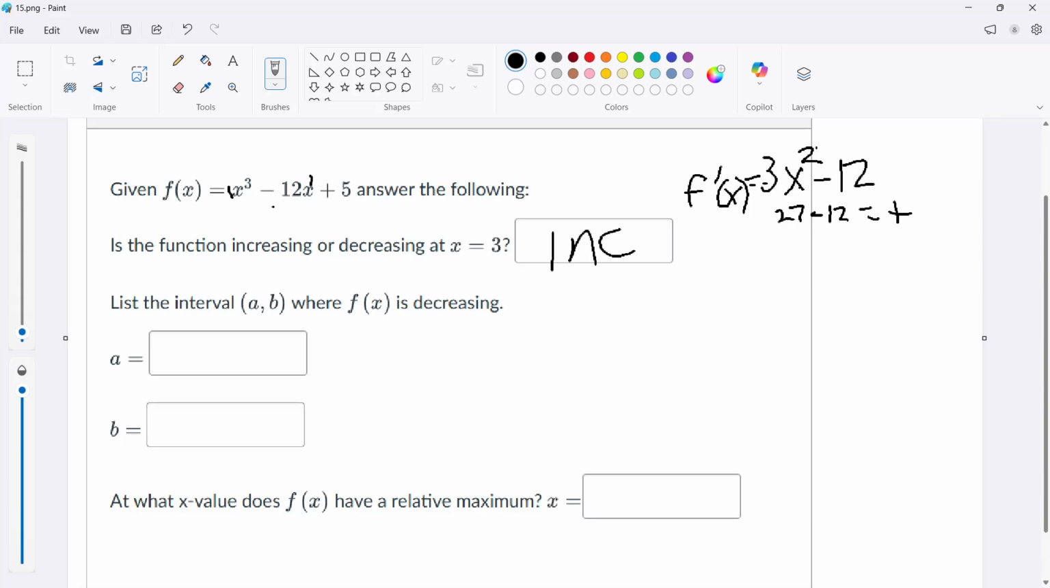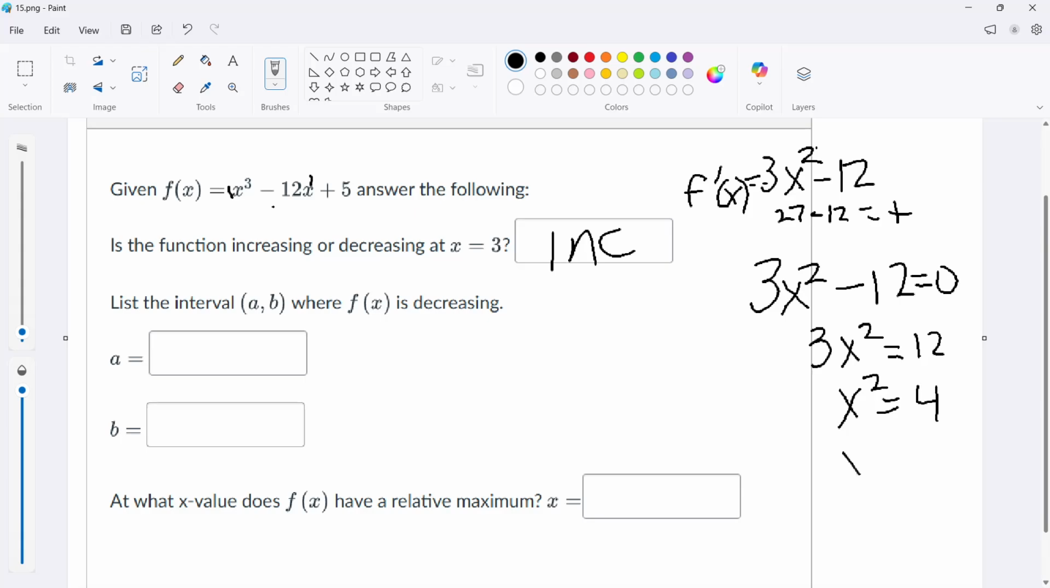Now, list intervals where this function is increasing or decreasing. To find those intervals, hold on, there's something on my screen that I've got to get rid of. To find those intervals, I set the derivative equals 0, and then check. Use those as critical points and then check intervals. So 3x squared minus 12 is 0. 3x squared equals 12. X squared equals 12 divided by 3, which is 4. X equals plus or minus 2.